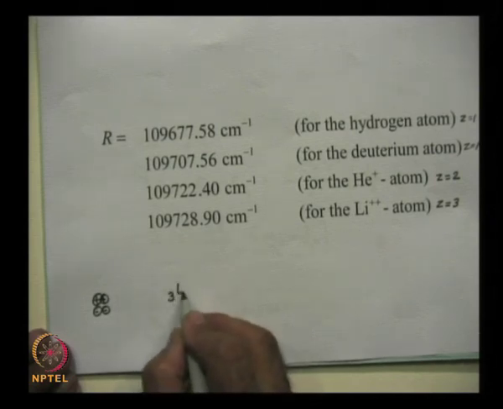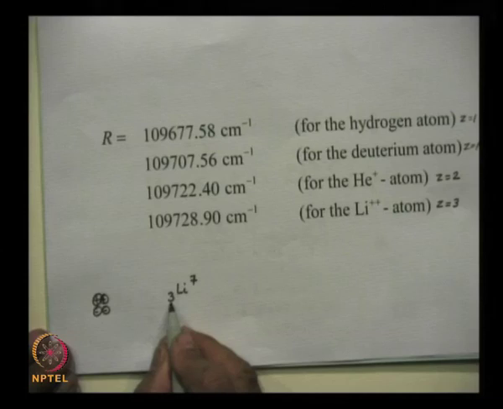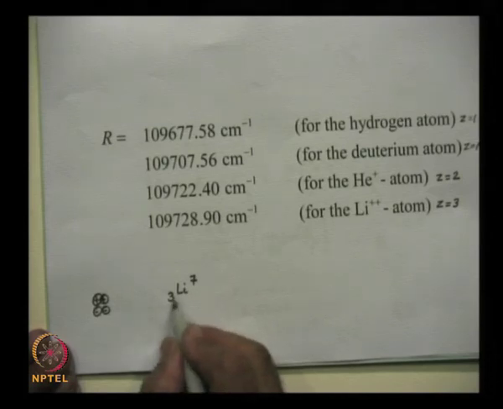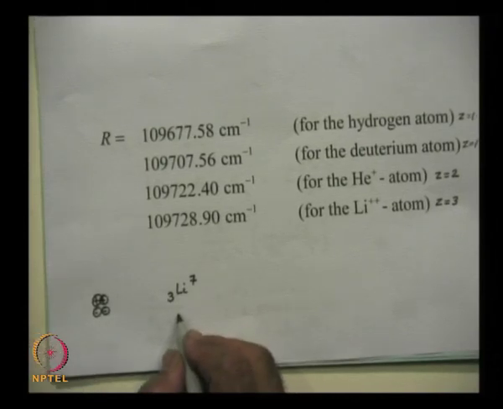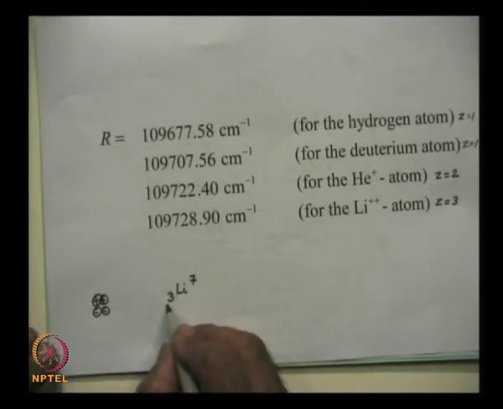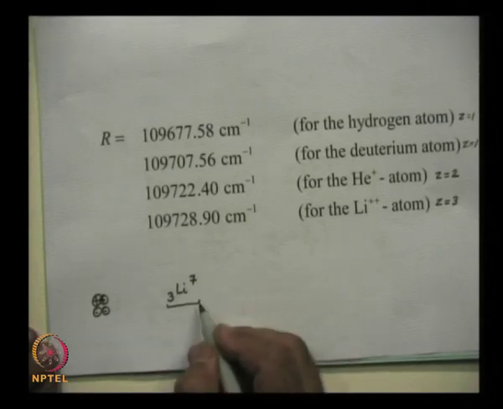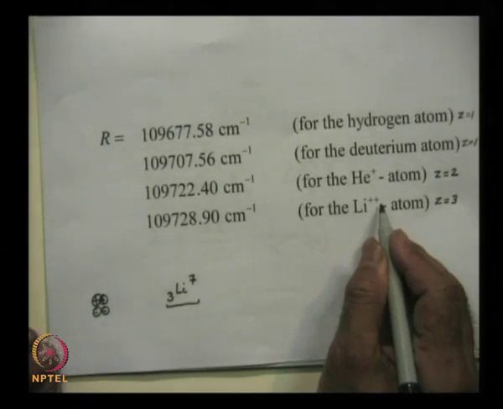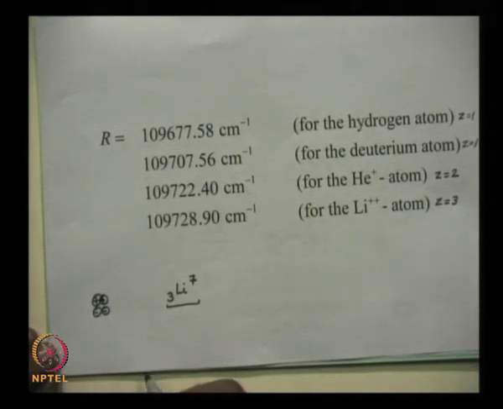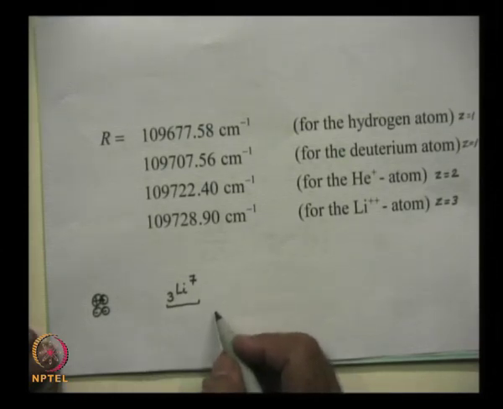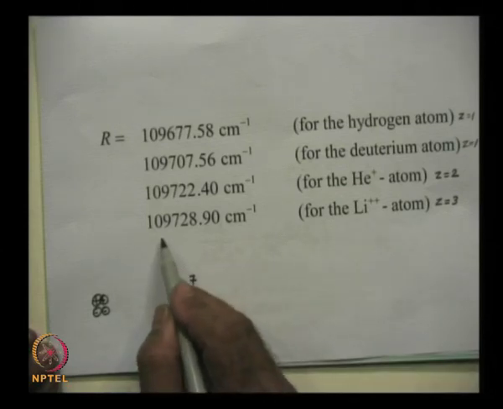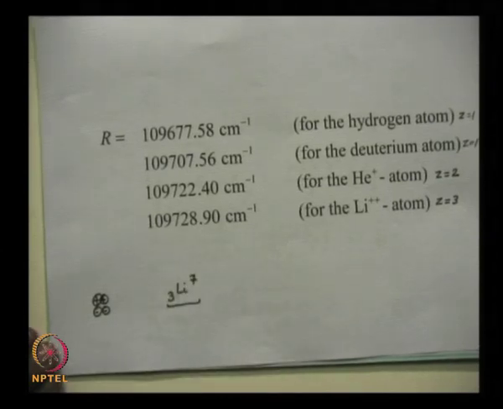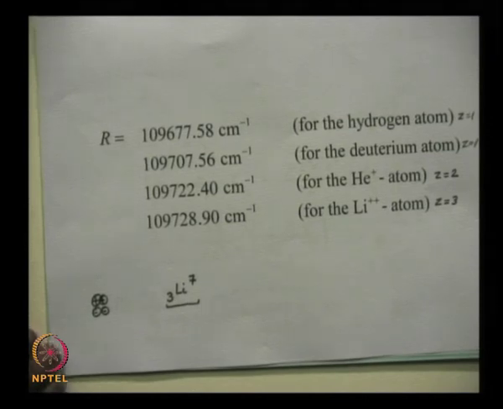Similarly, for 3 lithium 7, you have 3 protons and 4 neutrons. This is one of the isotopes of lithium, so the mass number is 7 and the atomic number is 3. So, for the neutral lithium atom, you will have 3 electrons. If you ionize 2 of them, then you will obtain a single electron atom, but Z is equal to 3. But since the mass is much heavier now, the reduced mass is slightly larger, which results in a slightly different value of the Rydberg constant.